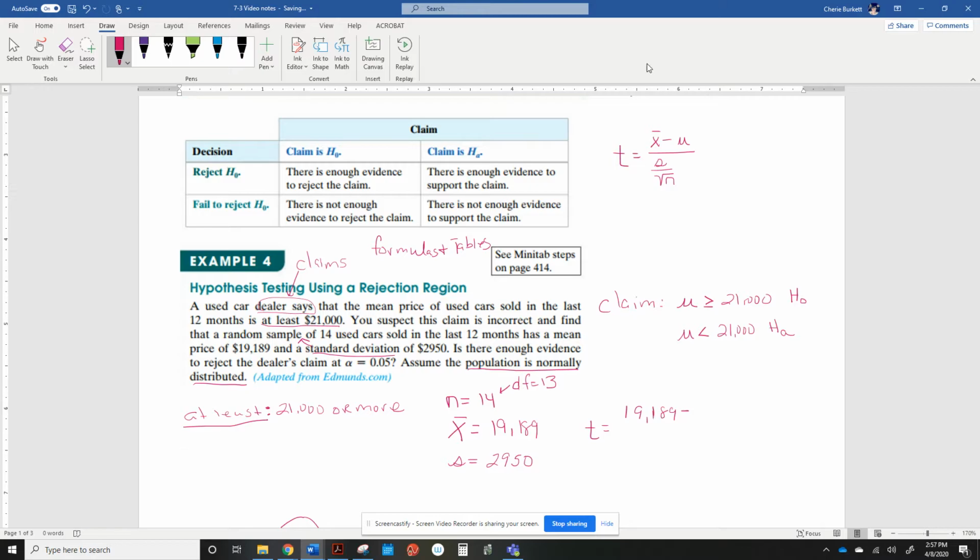So this is the sample mean minus the 21,000, all divided by the sample standard deviation, 2950, divided by the square root of our sample size. Okay. So you do that, and your T comes out to, I believe, negative 2.30. Now, I just did not type that in my calculator right then. I've calculated this on a previous problem. So if you disagree with this, that's probably because I made a mistake last time, but I'm pretty sure it's right. If you disagree with me, then let me know, and I'll go back and actually calculate it. Okay, so that is my T value.